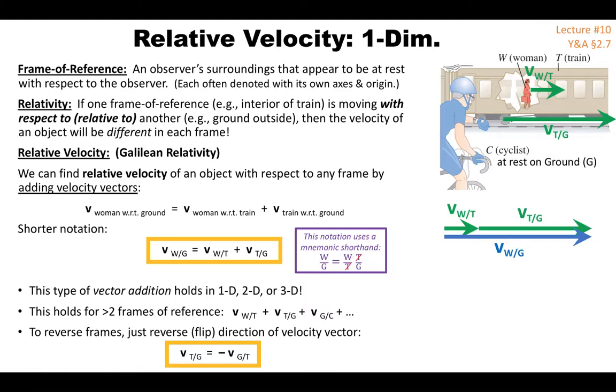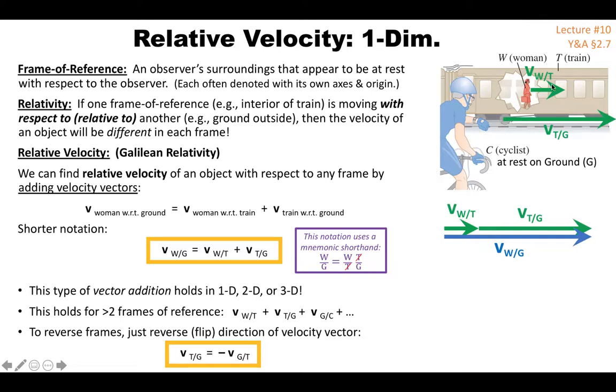What if we know the velocity of, let's say, the train with respect to the ground, but what we really want in some future problem is the velocity of the ground with respect to the train? Well, if you want to just reverse those two frames, simply multiply that velocity by -1. And that just reverses the two frames.